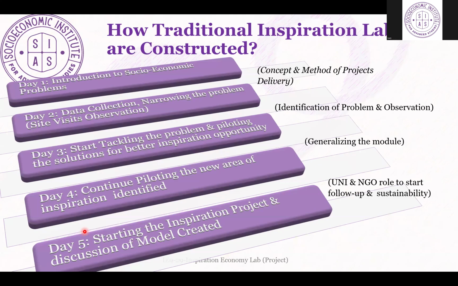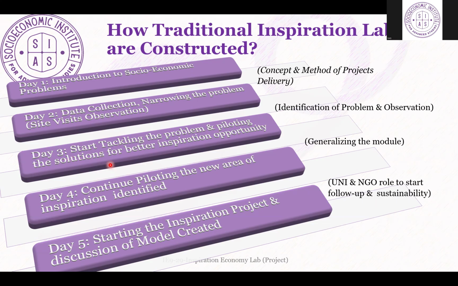The traditional inspiration lab is constructed from 5 days, but these 5 days might run for 5 months and so on. It doesn't mean 5 days in physical time, but 5 steps, as achievements. The first is that we study the socioeconomic problem on the field, and then we do the data collection through observation and site visits until we narrow the problem. And then on the third day, we start tackling the problem and piloting the solution, again through learning by exploring, learning by failure, learning by doing. And then the fourth day, we continue piloting the new area of inspiration identified. And then the fifth day is about starting the inspiration project and discussing the model created.